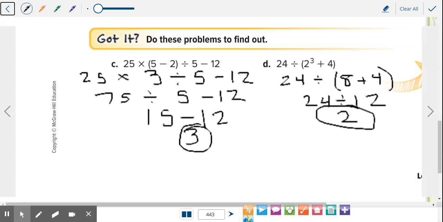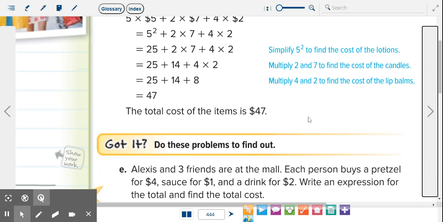Okay? And if you need to, they also state it on 442, that order of operations, they tell you which order it is, okay? It says parentheses, then you do exponents, multiplying, dividing, and then addition and subtraction, okay, if you ever forget.